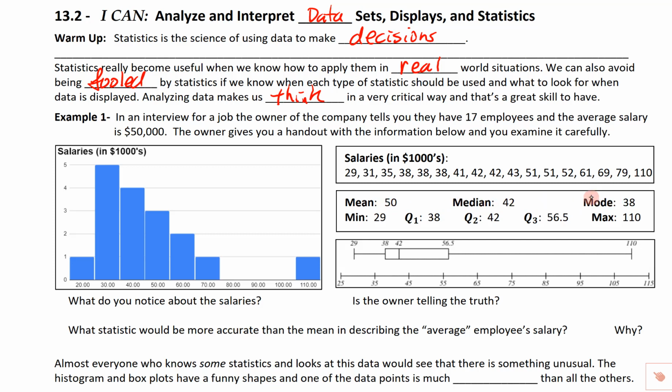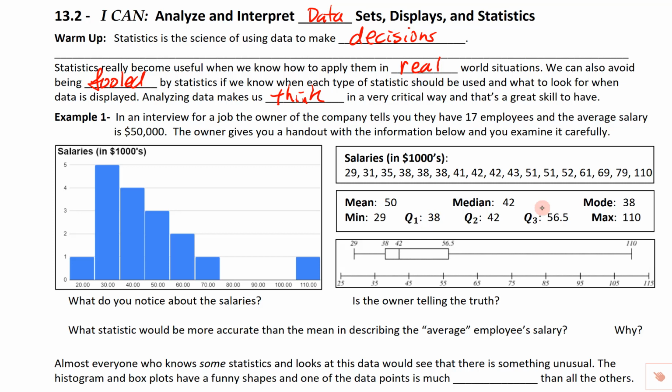And when he says 50,000, there's that 50,000 right there. And then we look at this display. So here's a box plot, and we can see that the minimum's 29,000, the maximum's 110,000, and then we see that median right there of 42. Now, do you notice anything about how things are spread out in these displays? And do you notice anything about the numbers up here and these descriptive statistics in this middle box right there?